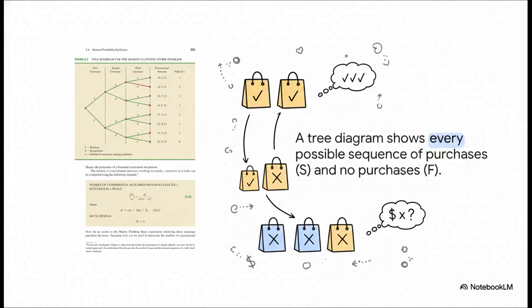This tree diagram is just a great way to visualize what's going on. It shows every single possible reality. The first customer could buy, that's S for success, or not buy, that's F for failure. Then the same for the second customer and the third. If you follow the branches, you can see all 8 possible combinations, from SSS, where all 3 buy, all the way down to FFF, where nobody buys anything.